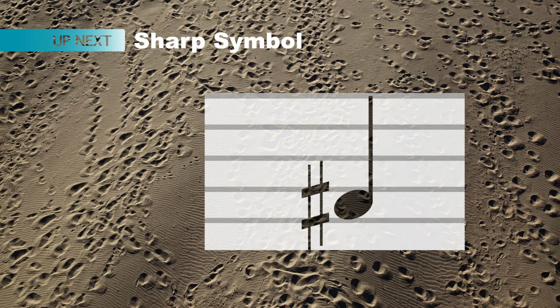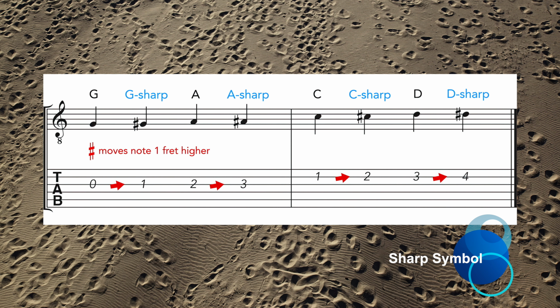The sharp symbol raises a note's pitch by a half step, that is, shift the note 1 fret higher. In the example, the first note G is normally played on the open 3rd string. The second note indicated, G sharp, is a half step higher in pitch than G. 1 fret higher than the open string is the 1st fret. Thus G sharp is played on the 1st fret of the 3rd string.